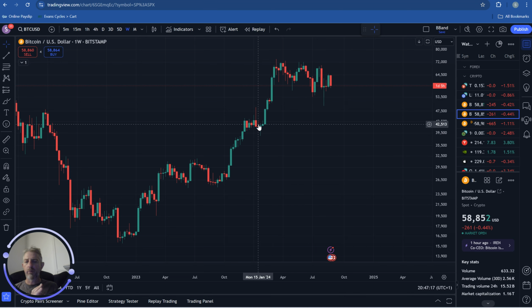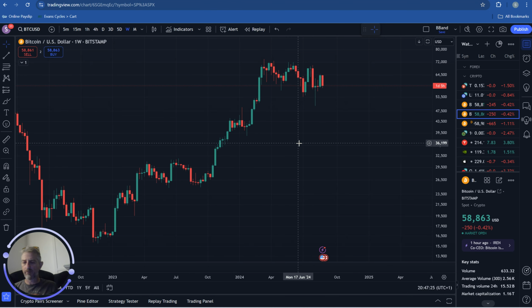But what does that equate to with regards to Fibonacci? Well, that would be a full retracement, right? So, you know, it makes sense from a Fibonacci point of view as well.